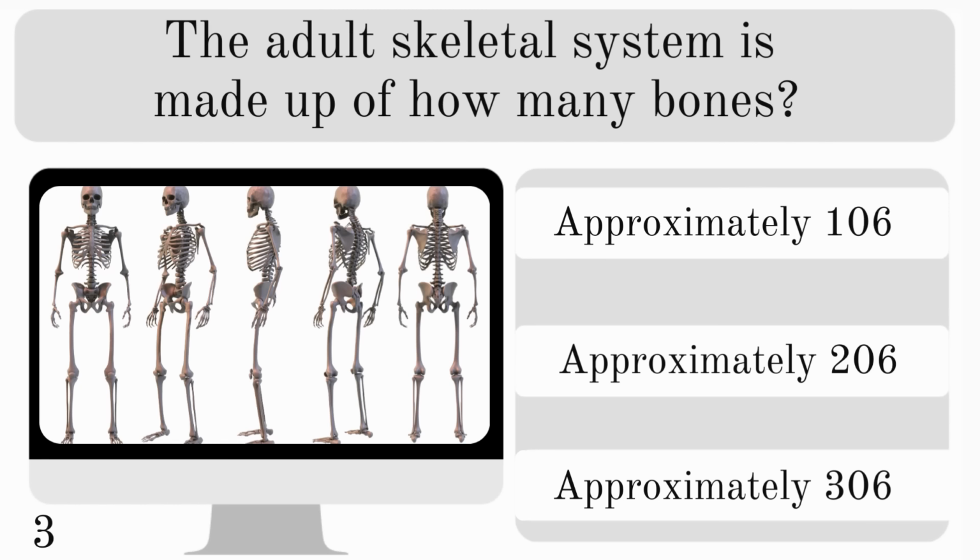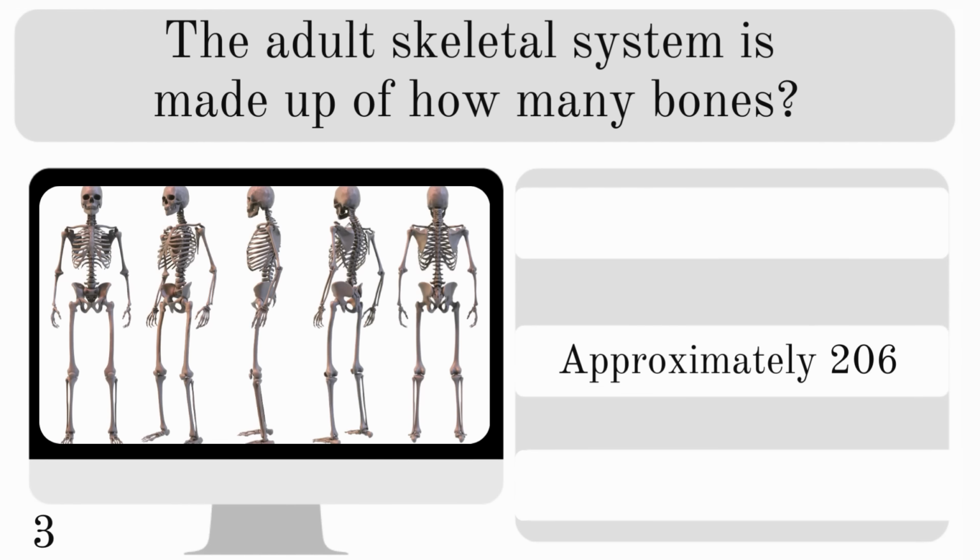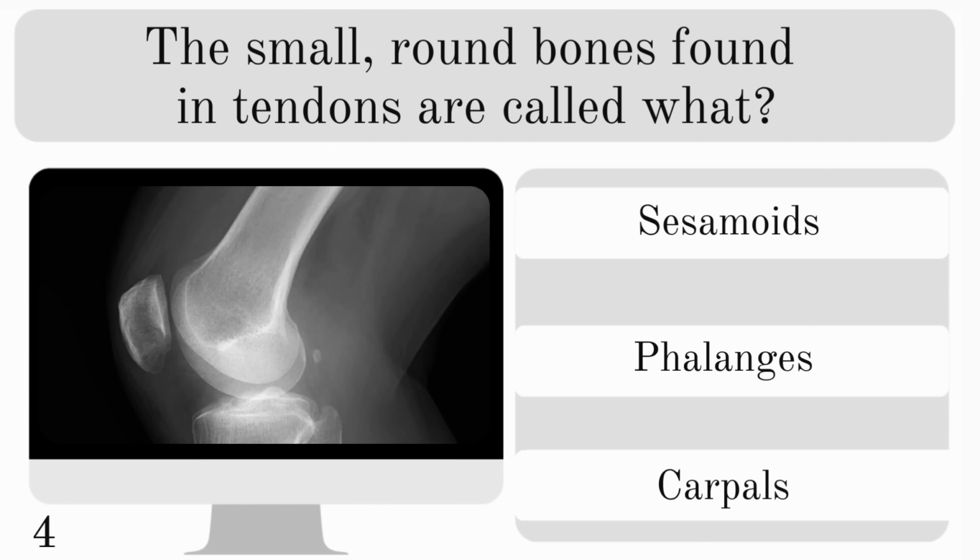The adult skeletal system is made up of how many bones? Approximately 106, 206, or 306. And there are approximately 206. The small round bones found in tendons are called what? Sesamoids, phalanges, or carpals? And they are sesamoids.